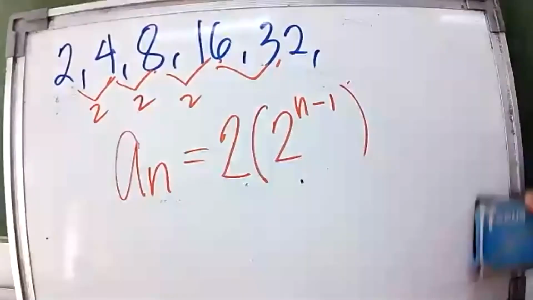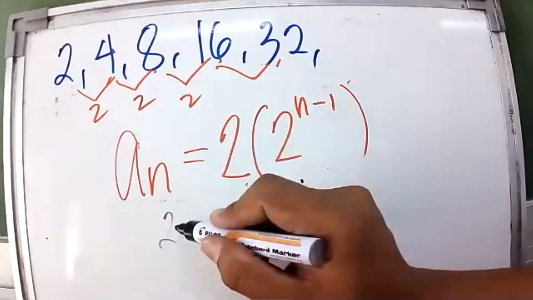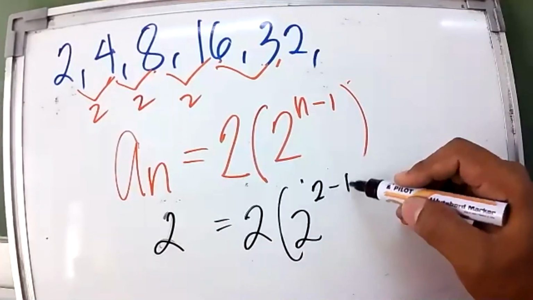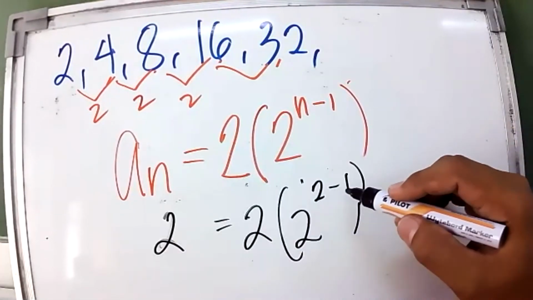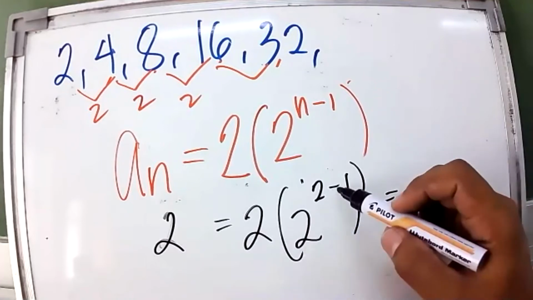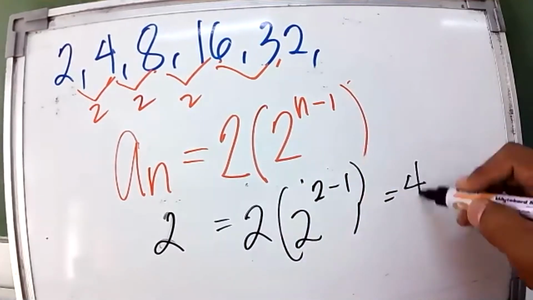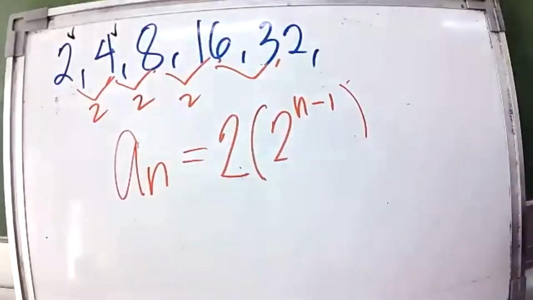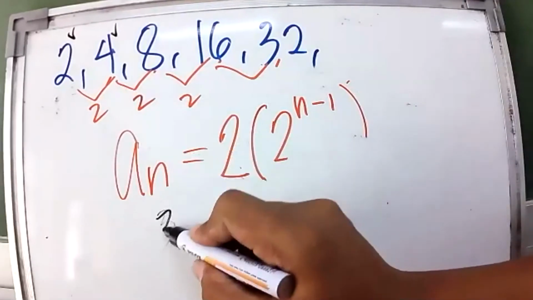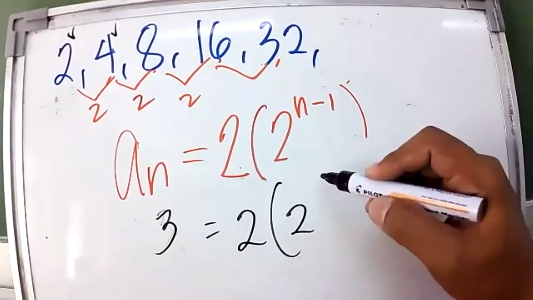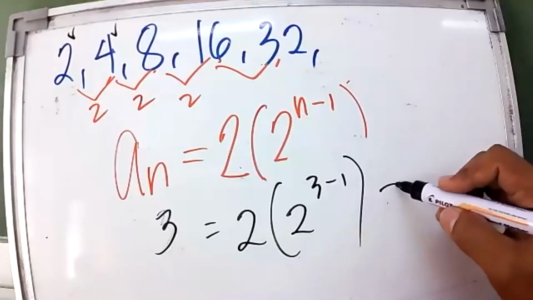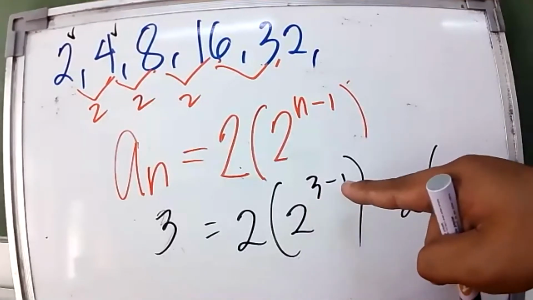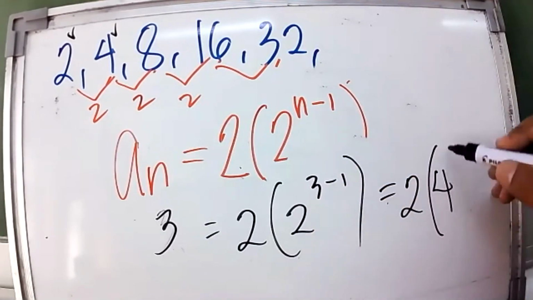Let's try. If we substitute 2: 2 times 2 raised to 2 minus 1. That is 2 minus 1, that's 1. 2 raised to 1 is 2, times 2, 4. Check. Let's have another. Let's try 3: 2 times 2 raised to 3 minus 1. That becomes 2 times 2 squared, that's 4 times 2, 8. Check.